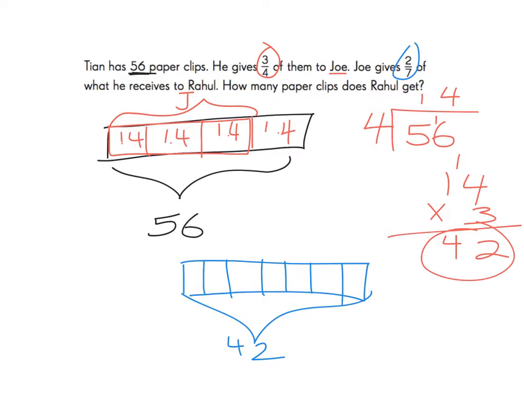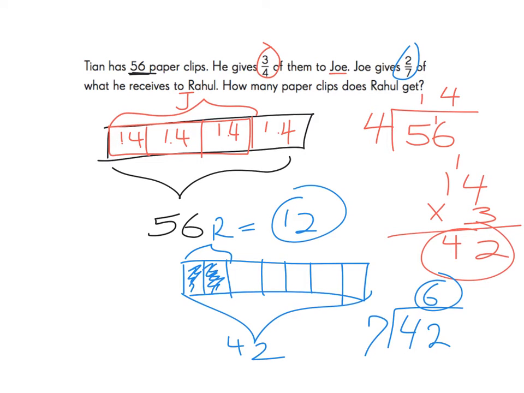Now I have 7 parts. He gave 2 of those 7s to Raul. This is going to Raul. Well, if my whole bar is worth 42 and I divided it into 7 parts, each part is worth 6. And if Raul has 2 parts, then he must have 12 paper clips. So how many paper clips does Raul have? 12.